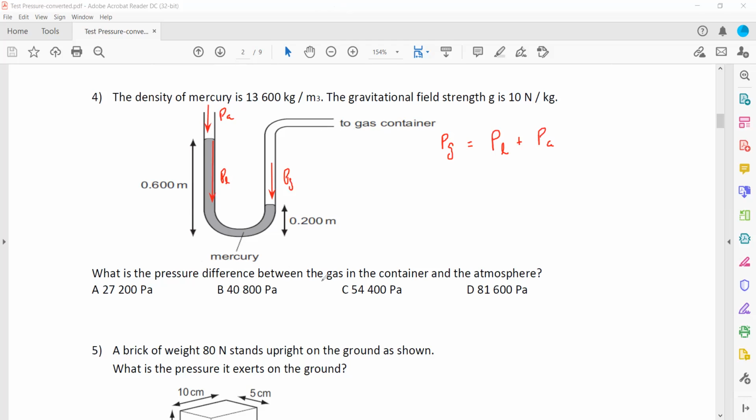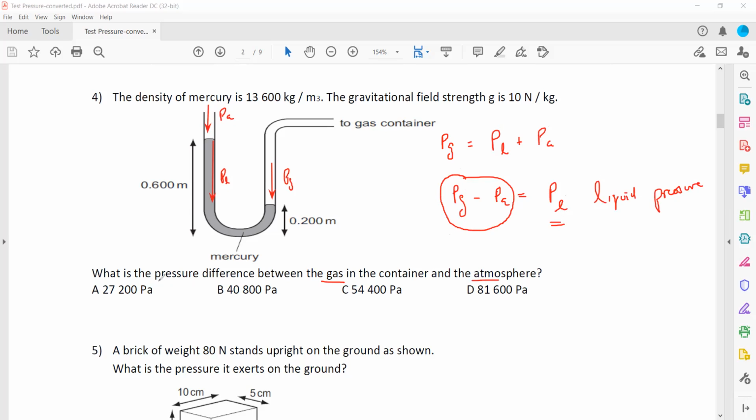In the question, what is the pressure difference between the gas and the atmosphere? If I move this to the other side, the pressure of the gas minus the pressure of the atmosphere is equal to the pressure of the liquid. So basically, the pressure difference between the gas and the atmosphere is equal to the liquid pressure. So they are simply asking for the liquid pressure, or the pressure exerted by the liquid.